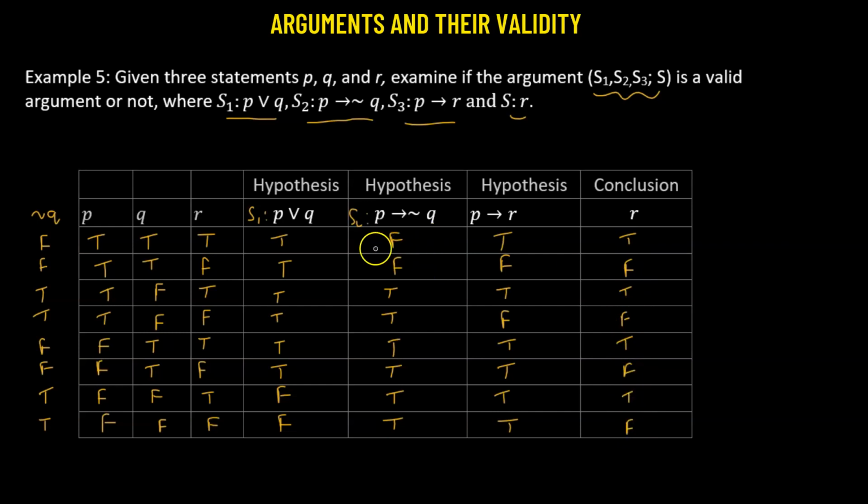Now our next task will be to figure out the critical rows. The critical rows will be the ones where all the hypotheses are true. So this is the first critical row. Then we have one more critical row, and we have a third critical row. So here we have three critical rows. For the first critical row, we have the true conclusion, so this is fine. For the second critical row, the conclusion is true, so this is also fine. But for the third critical row, the conclusion has a truth value of false. So this does not pass the validity test, so we will say this is an invalid argument.